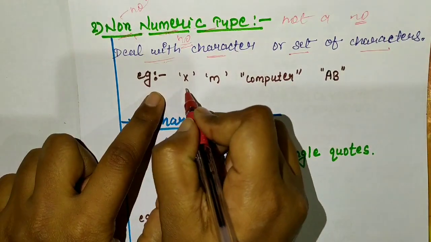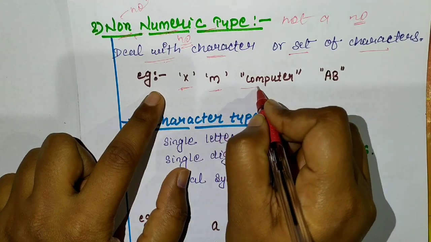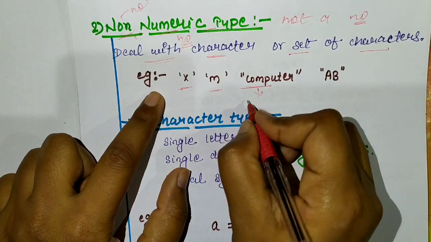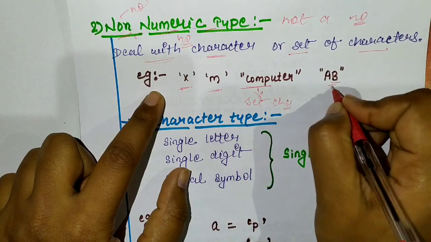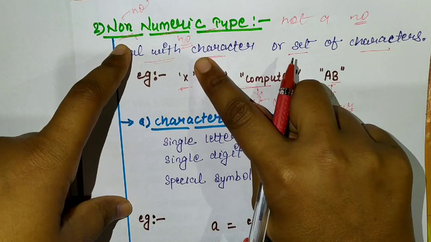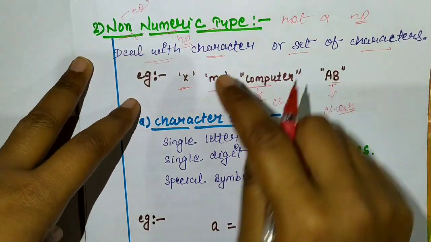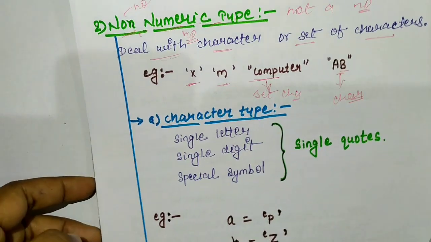Examples: X is a character. M is also a character. Computer is a set of characters, a combination of characters. AB is also a set of characters. So the non-numeric type is further divided into two types. The first one is character and the second one is boolean.